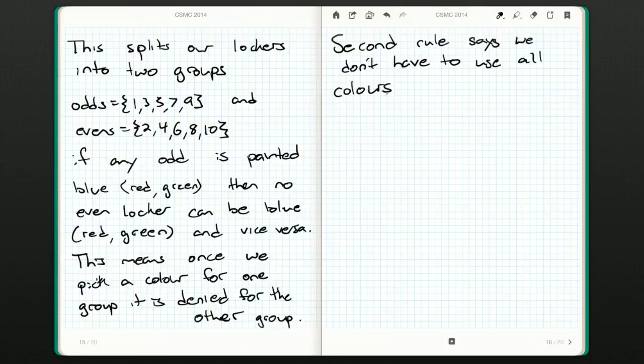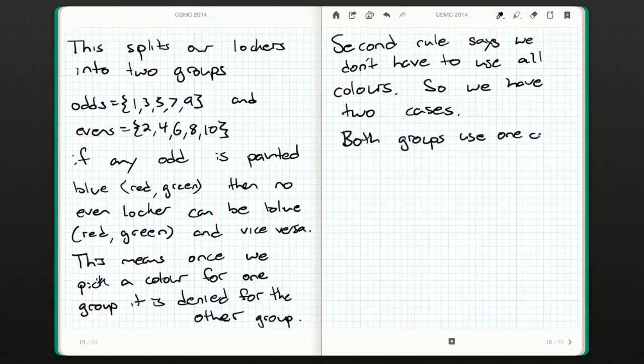So here's where the second rule comes into effect. We don't have to use all the colors. So we have two cases. Either they each get their own color, and the odds and the evens, they're each monochromatic, obviously with different colors. Or all three colors are used.